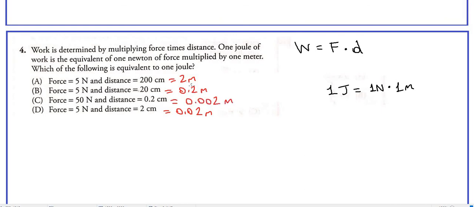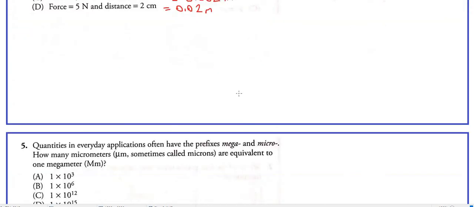Now we're going to multiply them by the newtons to get the unit joule. And specifically, we are searching for 1 joule as the answer. So 5 times 2 is 10, so this is 10 joules. That's not what we are looking for. 5 times 0.2 is equal to 1.0. So this is exactly what we were looking for, and the others are not 1. Question number 5.